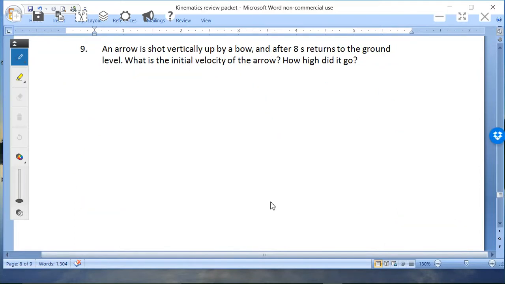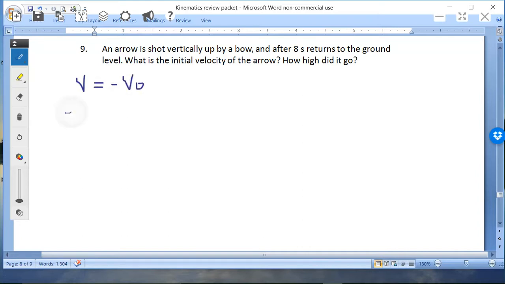Station 6, problem number 9. An arrow is shot vertically up by a bow and after 8 seconds returns to the ground level. What is the initial velocity of the arrow and how high did it go? This problem is very similar to what you did in the Stomp Rocket Lab. You need to take advantage of the idea that v is equal to negative v0.